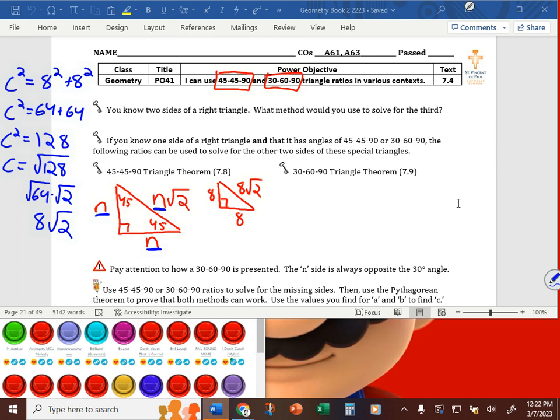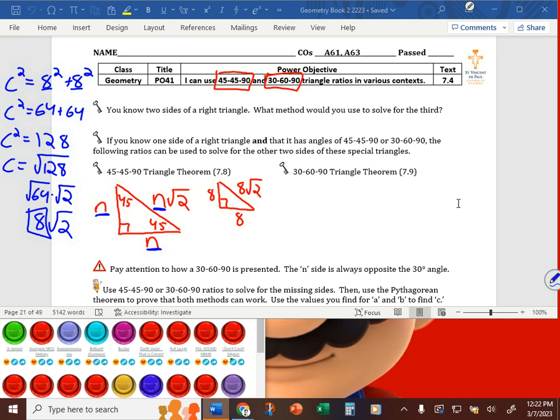This will happen every single time your legs are the same length. Whenever you have a 45, 45, 90 triangle, because it's isosceles, your legs have to be the same value. If you work through the Pythagorean theorem, this will happen every single time. So where ultimately you'll end up with whatever n was, whatever you started with as your value for the leg, is the coefficient to root 2 for the hypotenuse.